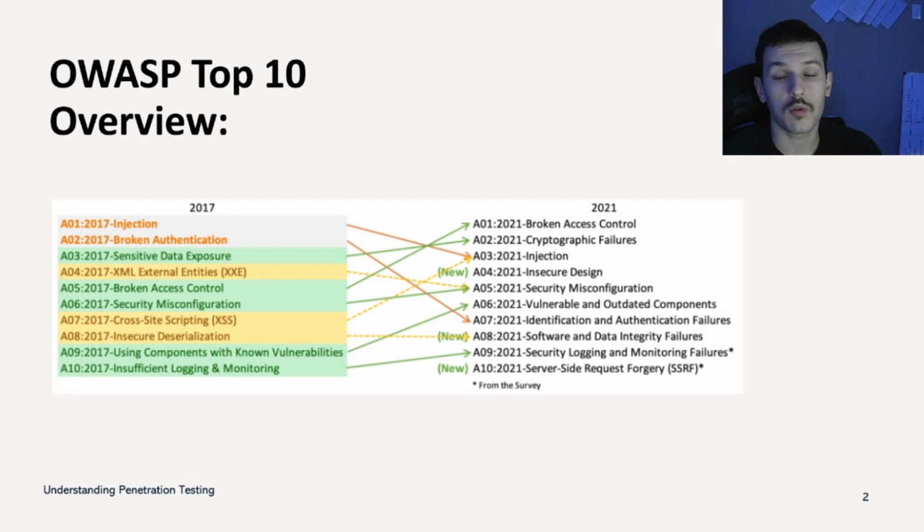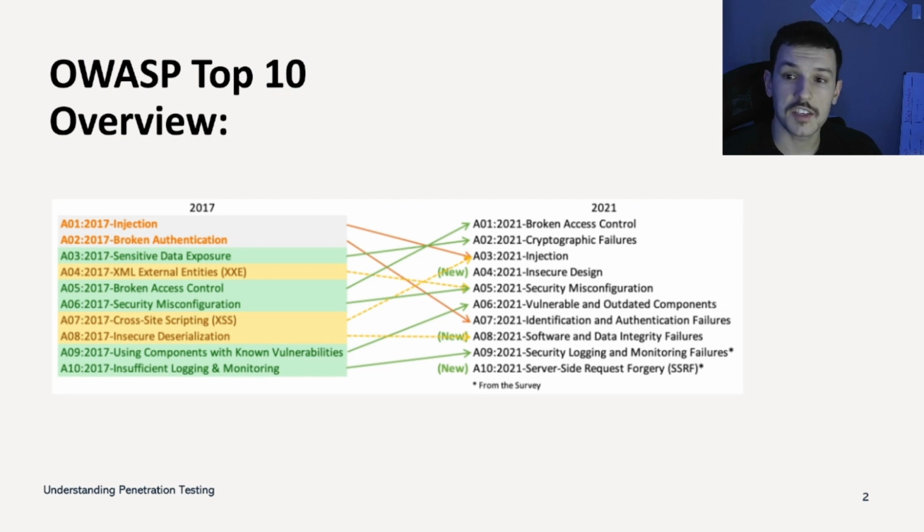Next is going to be vulnerable and outdated components. Using components such as libraries or frameworks with known vulnerabilities is the main key here. Now, an example attack would be an application is compromised through a known vulnerability in an outdated web server it's running on. So, for example, it would be the EternalBlue vulnerability that gets exploited in the exploitation phase.